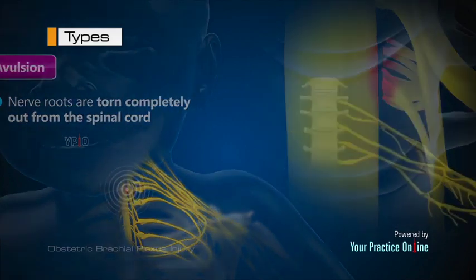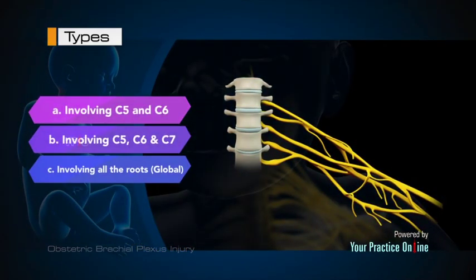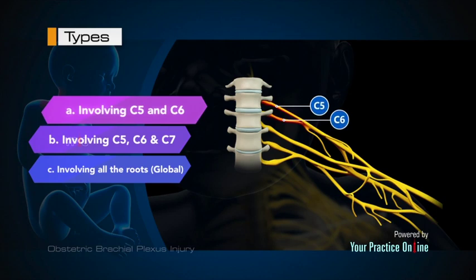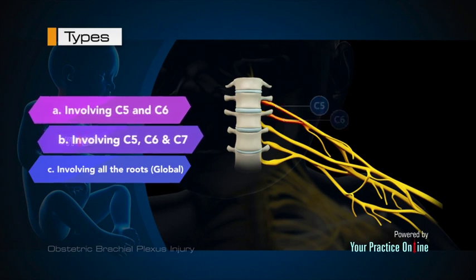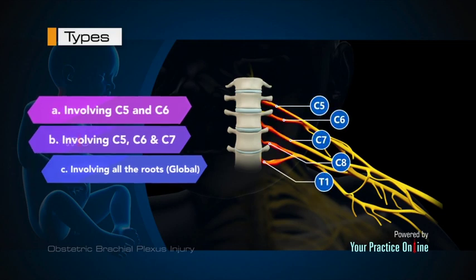There are 3 main categories of OBPI. A, involving C5 and C6. B, involving C5, C6, and C7. C, involving all the roots, global.